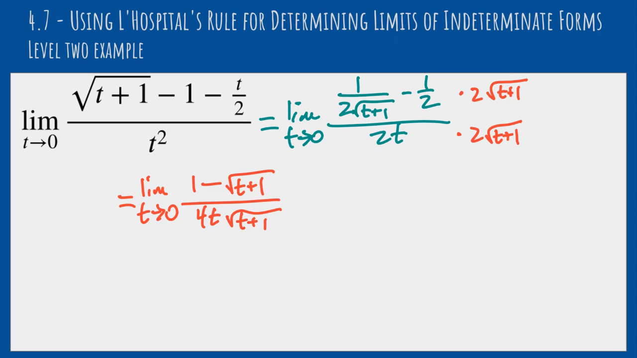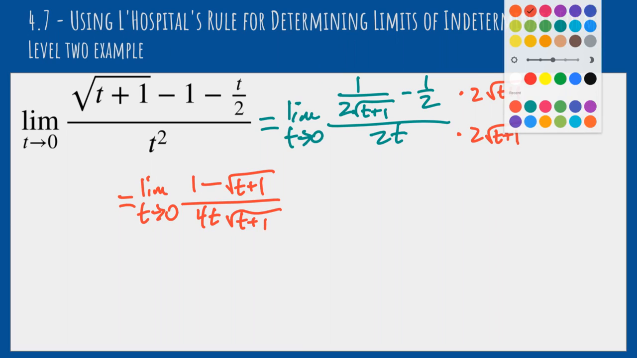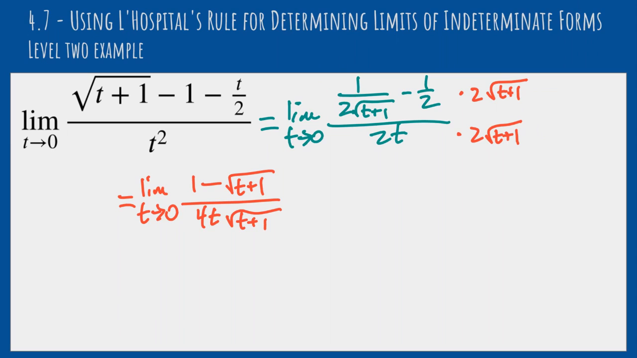Now, I did simplify the expression. However, we did introduce some complexity in the denominator, because if we're going to take a derivative here, we're going to have to use the product rule. But I do think that's going to be easier than taking a derivative here. Maybe not necessarily, but I think it is going to simplify things for us. So checking again, plugging 0 in for t, we get 1 minus 1 on top, which is 0. We get on the bottom 4 times 0 times 1, which is 0.